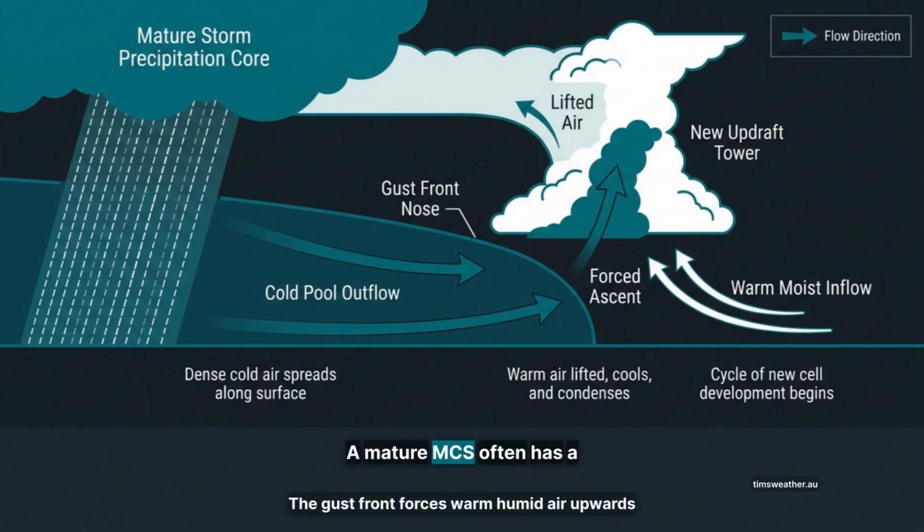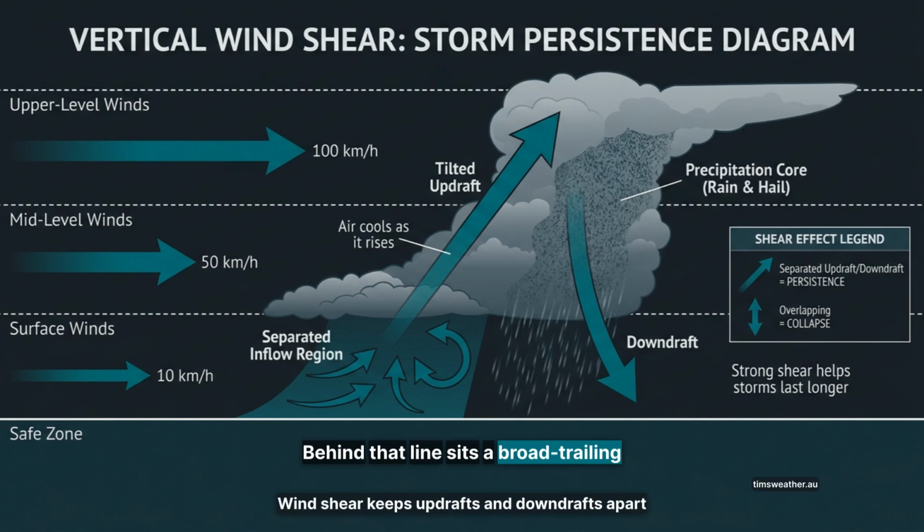A mature MCS often has a fierce leading convective line. This is where the strongest updrafts, heaviest rainfall rates, most frequent lightning, and damaging straight-line wind gusts are found. Behind that line sits a broad trailing stratiform rain area. It may look less violent on radar, but it is a major part of the machine, spreading rain over a huge region for hours.